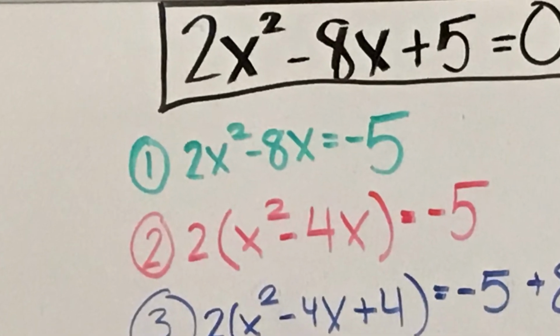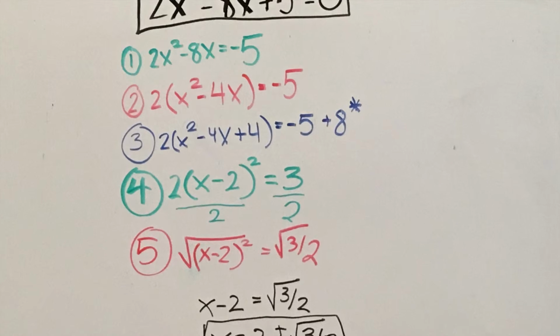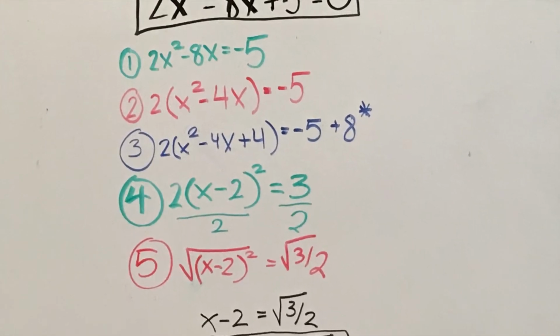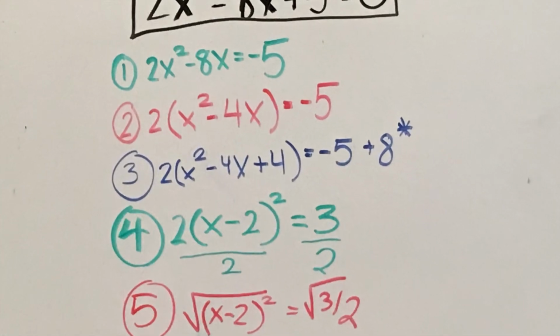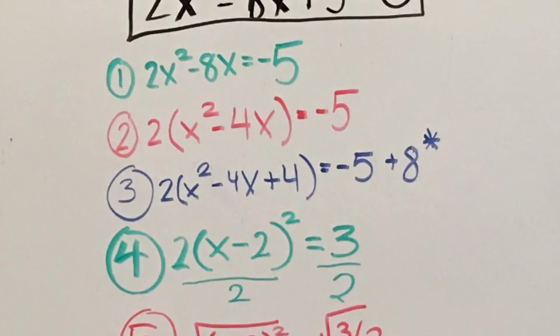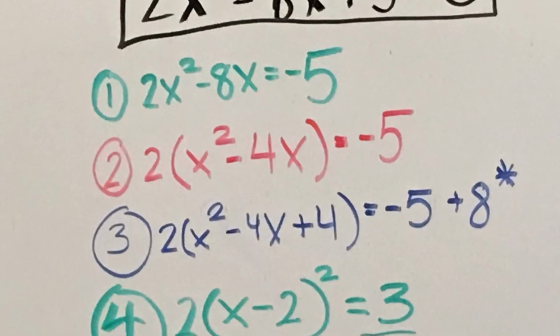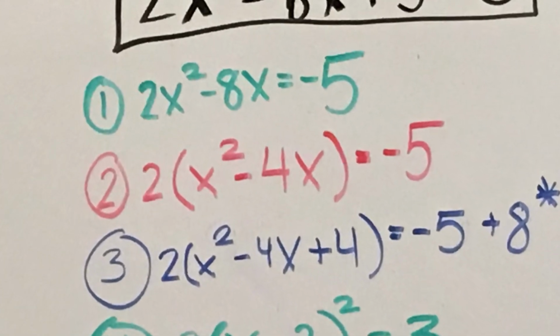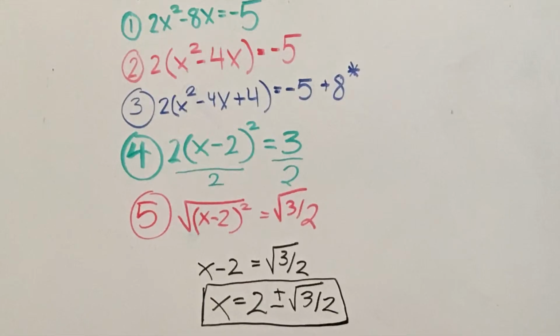This equation has a 2 in front of the x squared, so that means that we will actually get to do step number 2. So we're going to pull out the 2 outside of the parentheses and then place x squared minus 4x. 2 times x squared will give you 2x squared, and 2 times negative 4x will give you negative 8x. Step number 3 will continue as normal.